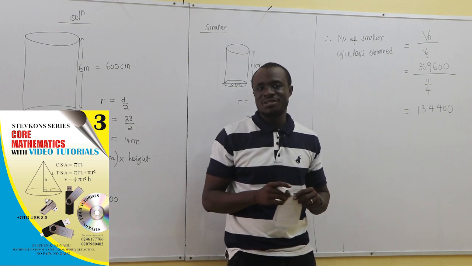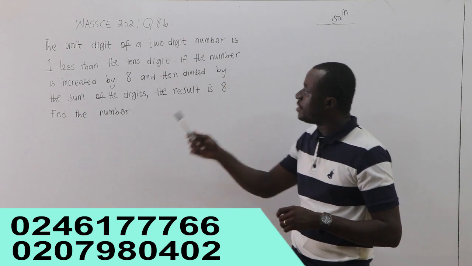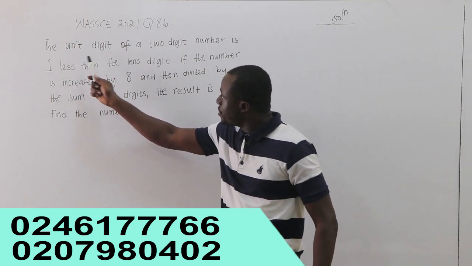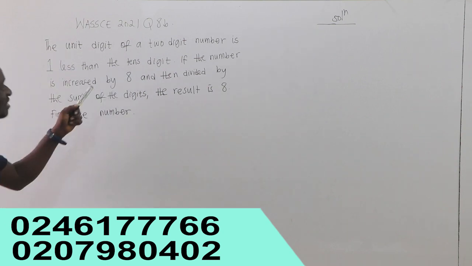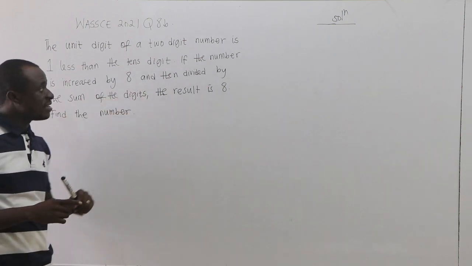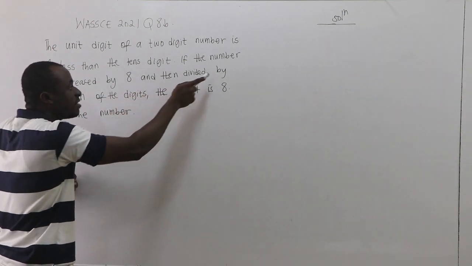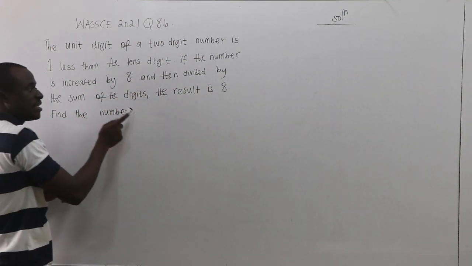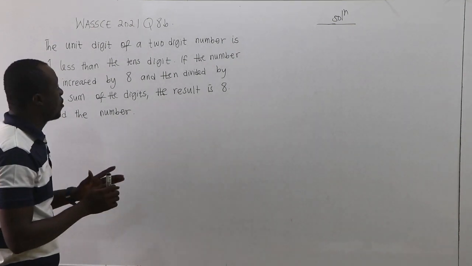Let's consider question B, WASSCE 2021, question number 8B. It says that the unit digit of a 2-digit number is 1 less than the tens digit. If the number is increased by 8 and then divided by the sum of the digits, the result is 8. We should find the number.